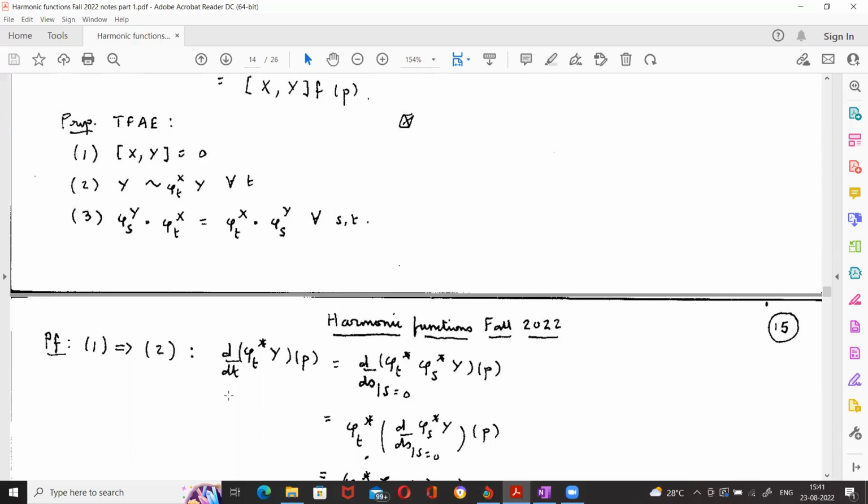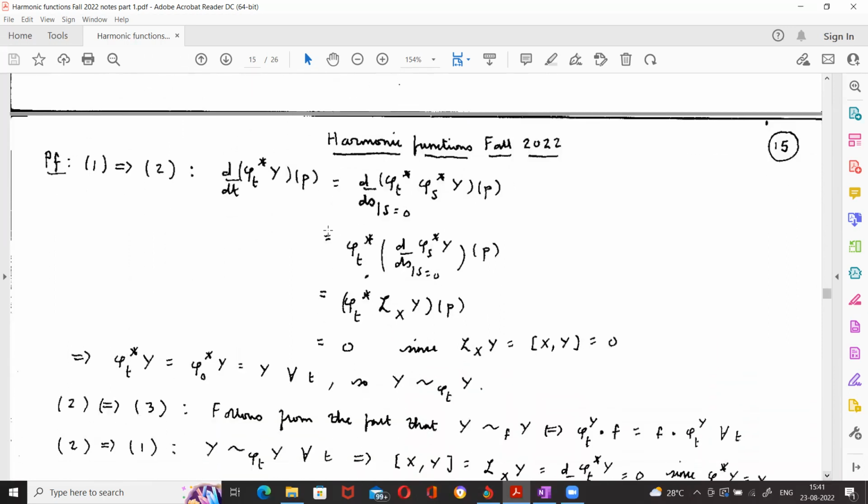So let's look at phi t star y at a point P, and let me differentiate this at the point P. So what will the derivative be? d/dt is the same as d/ds at s equal to 0 of phi t plus s star of y. And phi t plus s is the same as phi t composed with phi s, or phi s composed with phi t. When I pull back, it is contravariant, so the pullback by phi s composed with phi t will be the same as phi t star composed with phi s star. So this will become d/ds at s equal to 0 of phi t star of phi s star of y at p. Is this clear? Yes, sir.